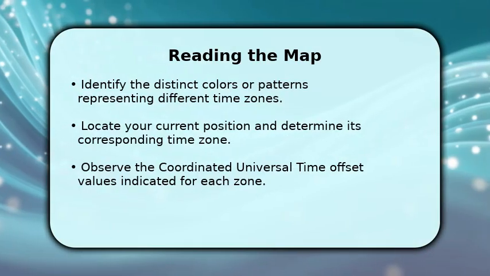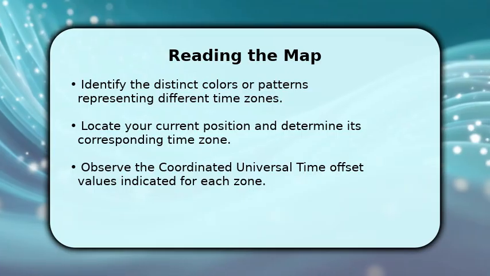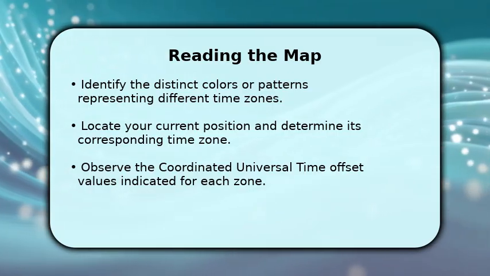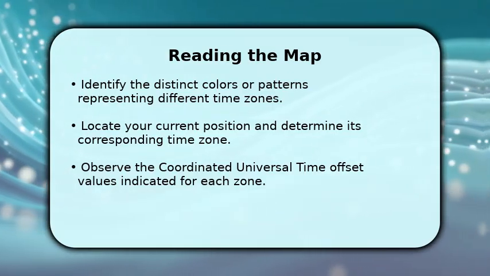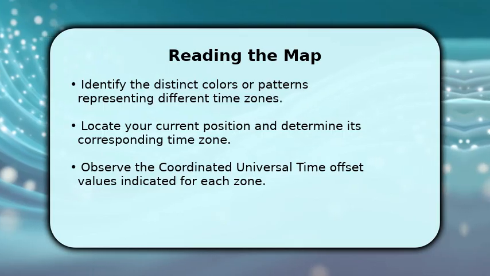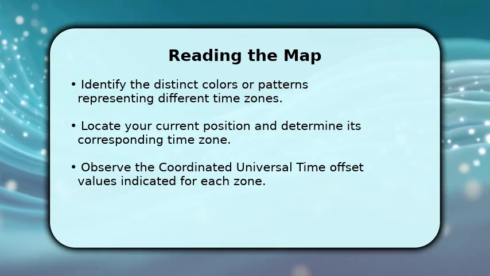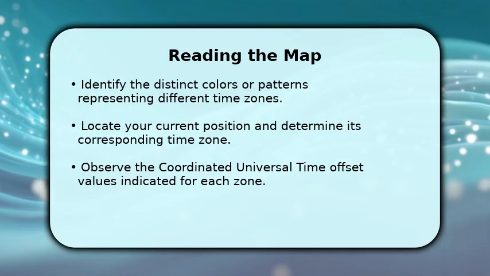Now, let's dive into reading the map itself. You'll notice various colors or patterns, each signifying a unique time zone. Begin by finding your current location on the map. Once identified, you can see which time zone you are in.